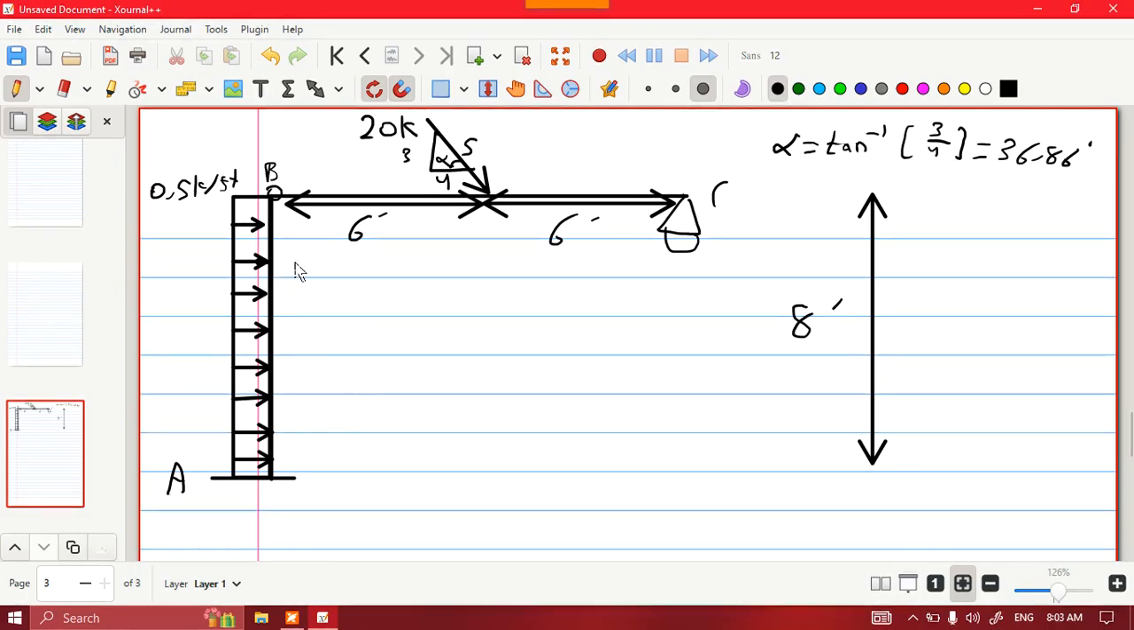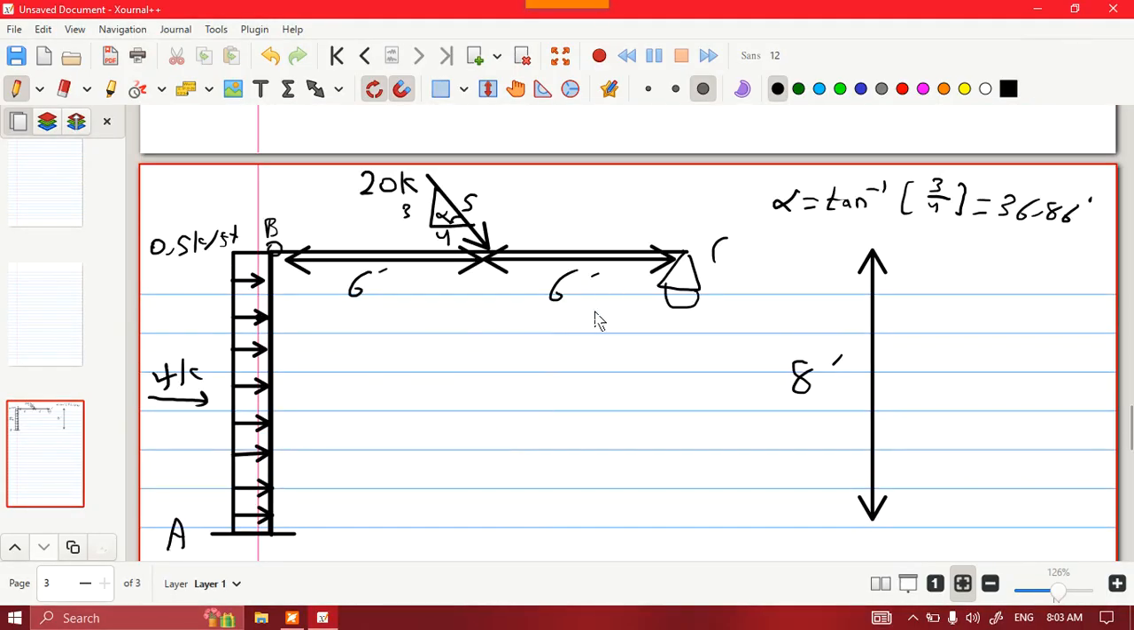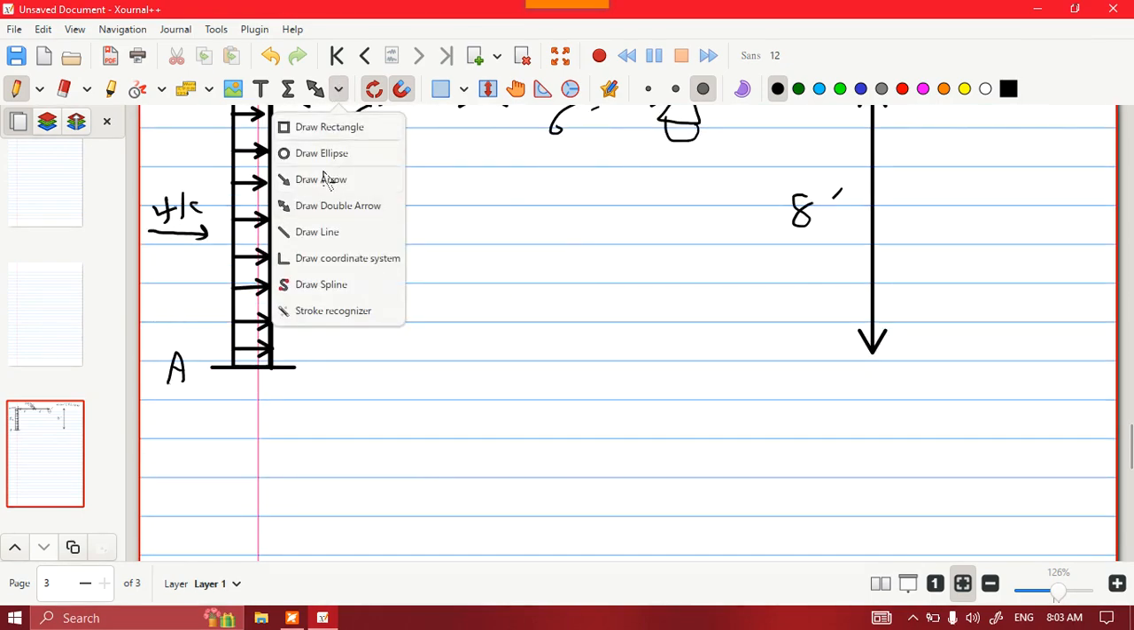For this problem, in order to find reactions, since joint B is a pin, we are going to have a different way of doing it. We have to consider member BC and member AB alone and find the reaction forces accordingly. So I'm going to distribute this load, 0.5 kips per feet over 8 feet. I'm going to have 4 kips here. Let's get started. I'm going to start with member BC, the beam.